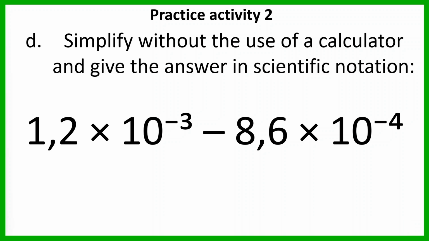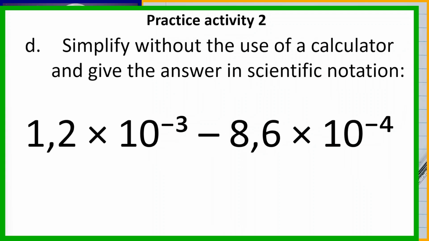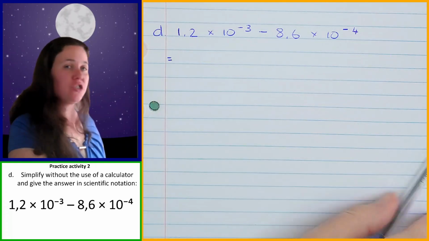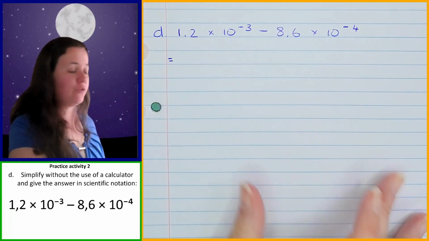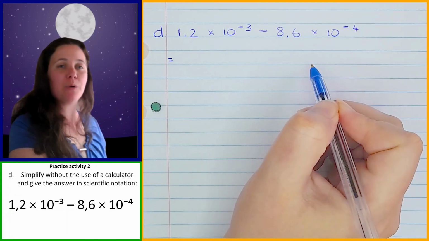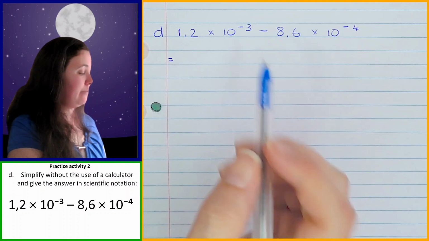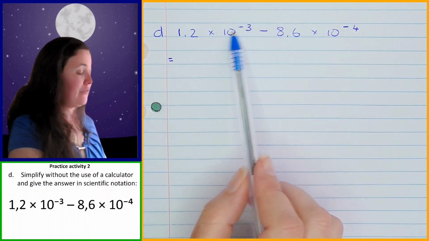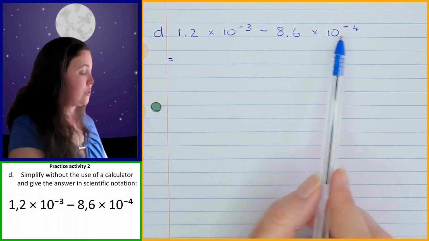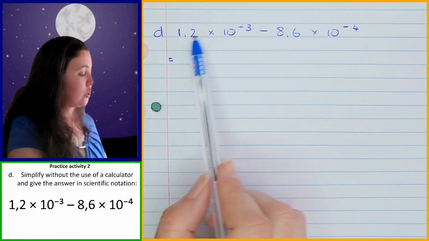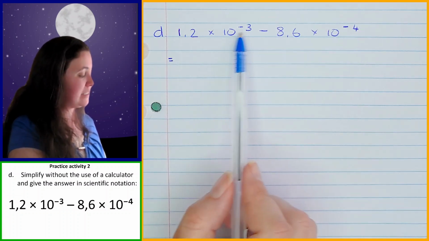Okay, so let's go through that last question and see what you should have got. So over here, I have 1.2 times 10 to the power of negative 3 minus 8.6 times 10 to the power of negative 4. So if I choose the one that has the higher power of 10, that's going to be the 10 to the power of negative 3. Negative 3 is greater than negative 4. Okay, so I'm going to be changing this one to be the same as that.